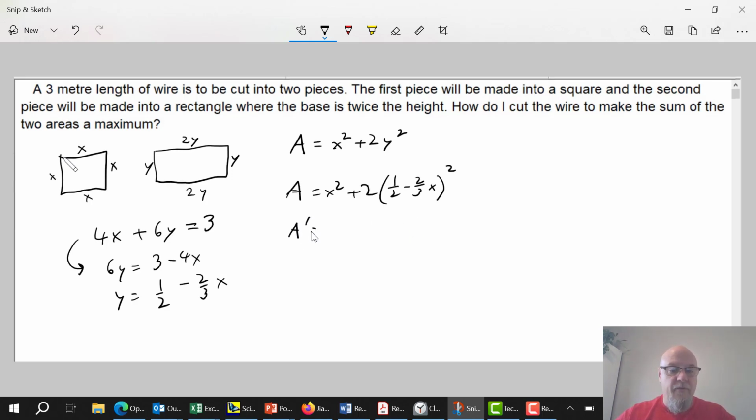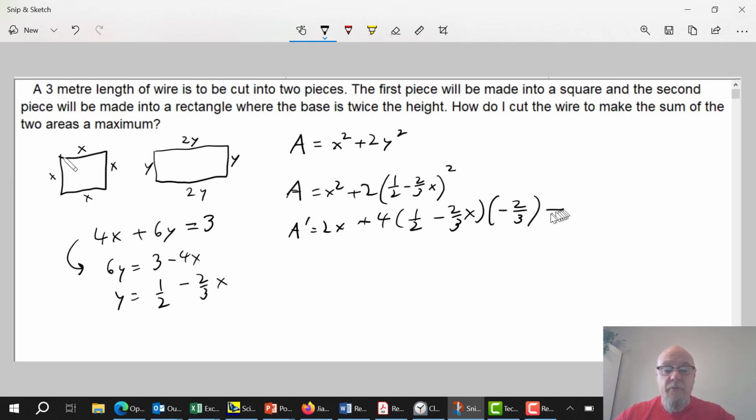So A prime is equal to 2x, differentiating with respect to x. This 2 is a constant. Then I'm differentiating this bracket squared: the 2 comes down, chain rule, leave the middle alone, subtract 1 from the exponent, so it's to the power of 1, and then multiply by the derivative of what's inside. The derivative of what's inside is minus 2/3. That way I didn't have to square out the bracket.